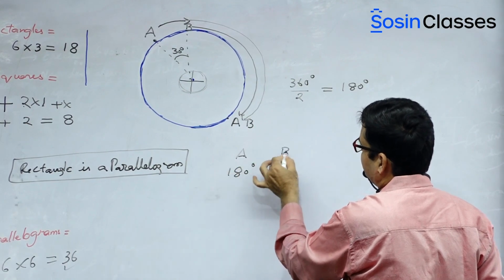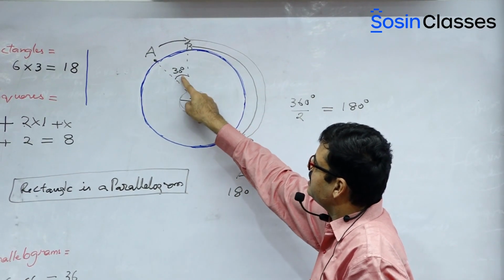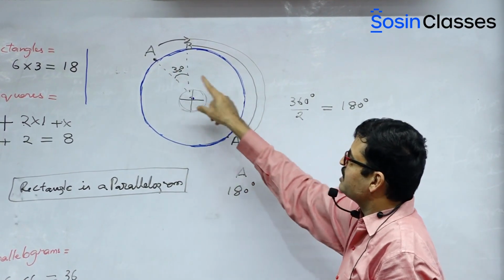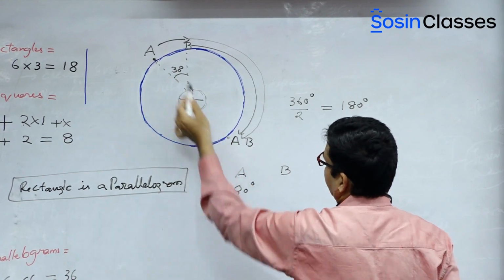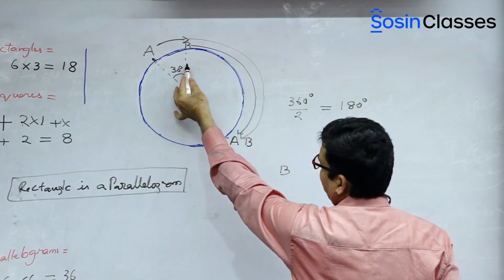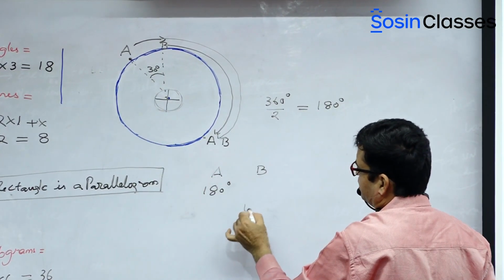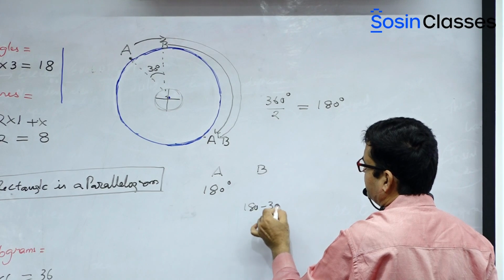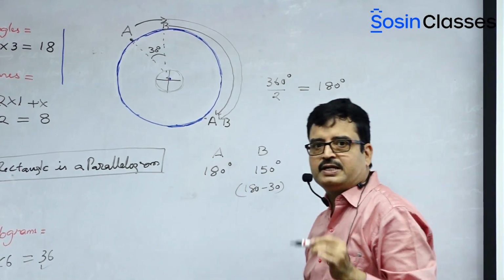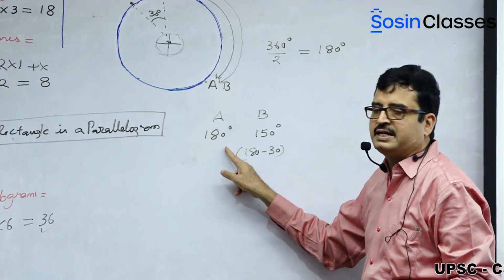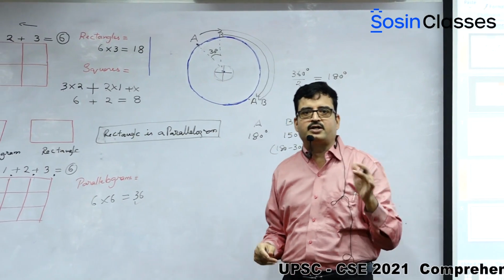Then how much has B covered? Already in the given data, they say that B is 30 degrees ahead of A. So you have to subtract 30 from 180. Understood? Because from this point to this point, this is 180, whereas B has covered from this point, so you are supposed to subtract this 30. In that way, 180 minus 30 will be 150 degrees. So when A has covered 180 degrees, B has covered 150 degrees. In the given question, they ask, what is the ratio?